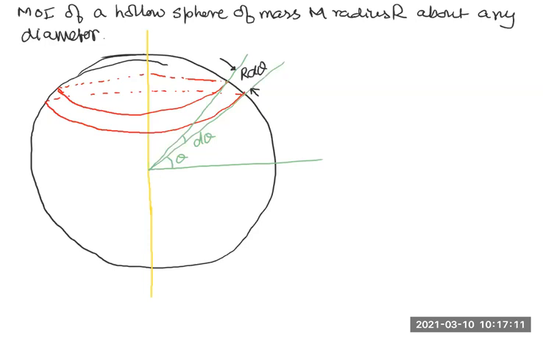So, now what I want to do for dI is to find the moment of inertia of the red ring about the yellow axis. Can you do that for me? Find the moment of inertia of the red ring about the yellow axis. Very good. So Bhavya has correctly pointed out that the radius of the red ring will not be equal to r.